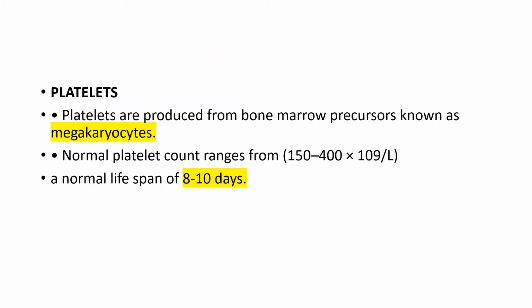Right, so let's talk about the platelets. We know that platelets are involved in both primary and secondary hemostasis. Platelets are the smallest blood cells and they are produced from the bone marrow. They are fragments of the biggest, the giant cells in the bone marrow we call megakaryocytes. So the normal platelet count ranges from 150 to 400. Of course, in some references, it may be 150 to 300. Right? The normal lifespan is about 8 to 10 days. So they last in the circulation for about 8 to 10 days.